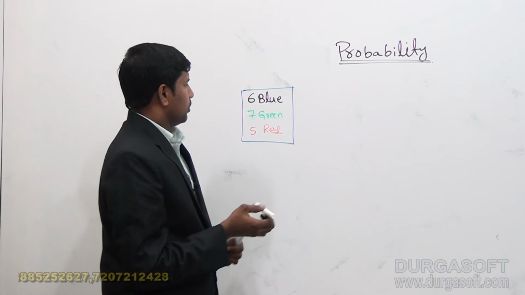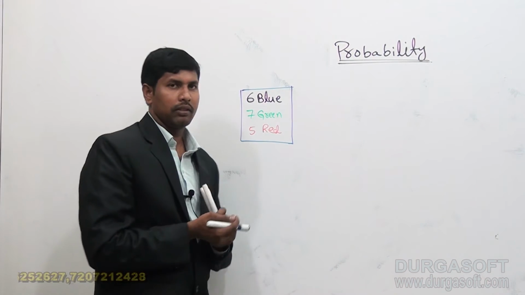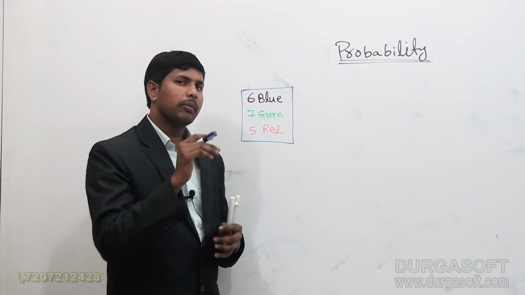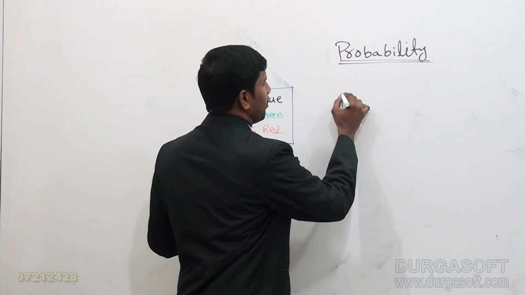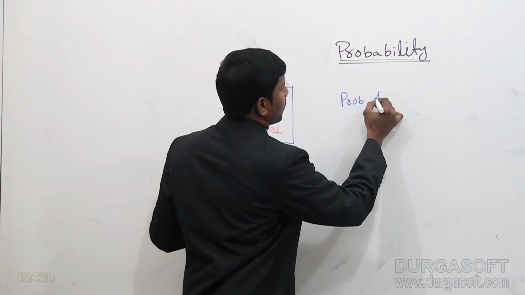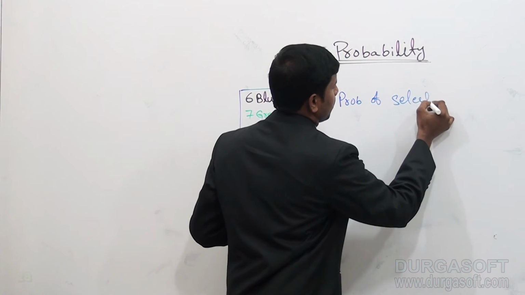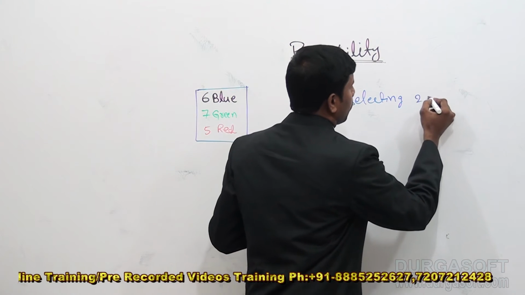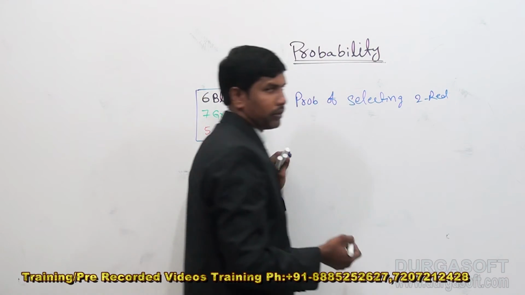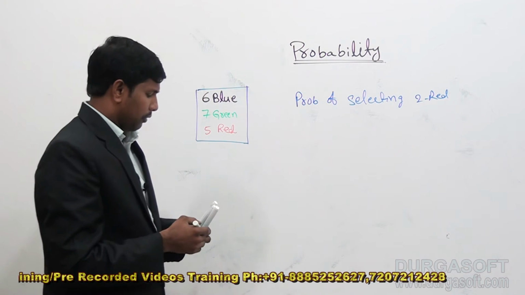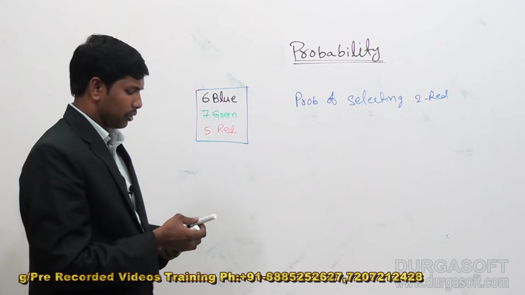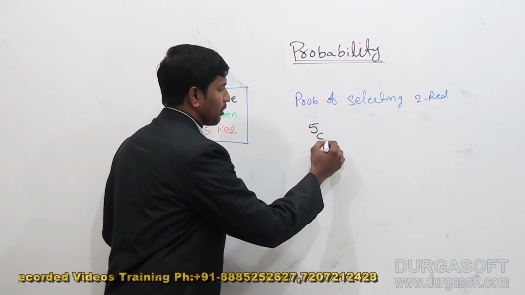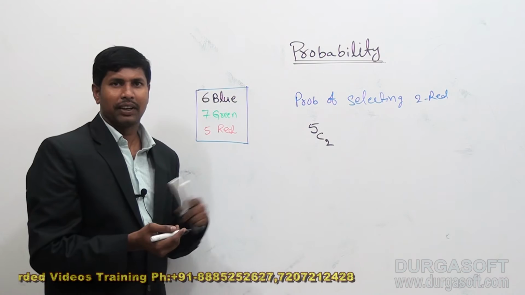If I ask you to select a ball which is red color, I want the probability of selecting that. So the question is, what is the probability of selecting two red balls from the box? First of all, we should consider the number of favorable chances. Selecting 2 red balls, totally there are 5 red balls, so we are selecting 2 red balls, so the number of favorable chances is 5C2.